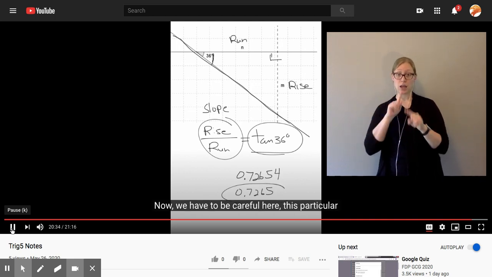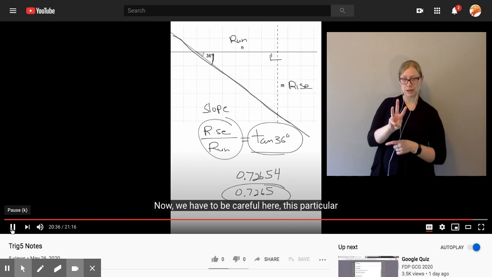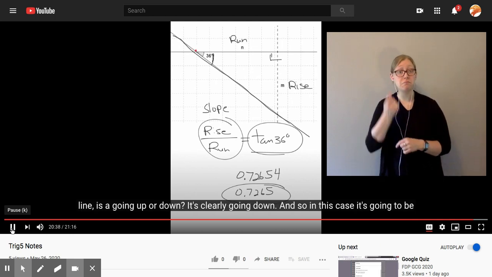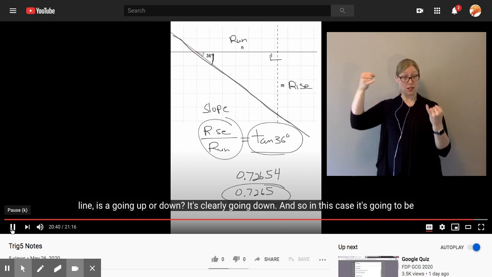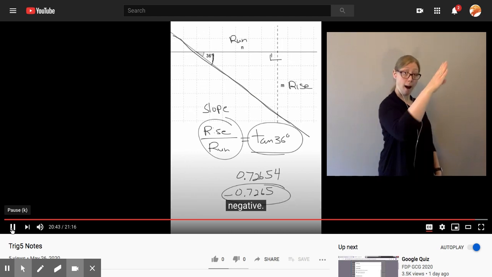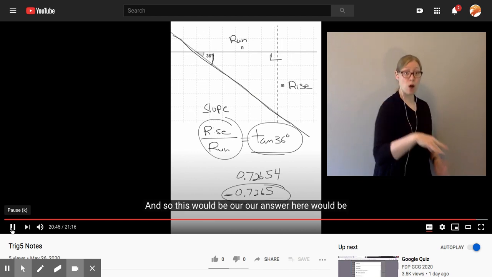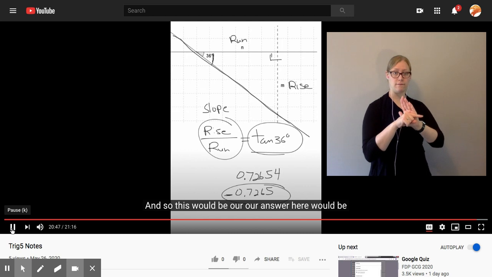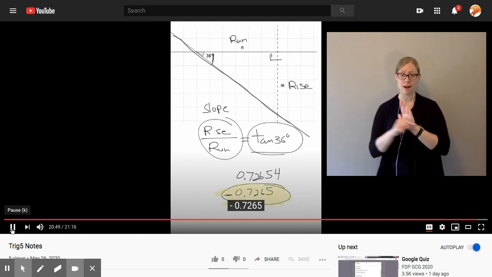It says to 4 decimal places, so our answer is 0.7265. Now we have to be careful here. This particular line, is it going up or down? It's clearly going down. And so in this case, it's going to be negative. And so this would be our answer here: negative 0.7265.